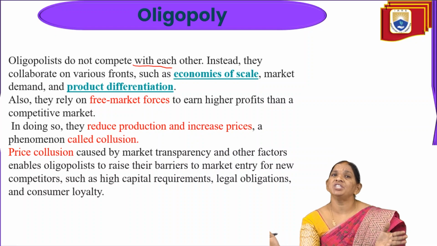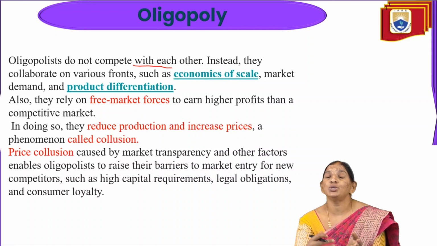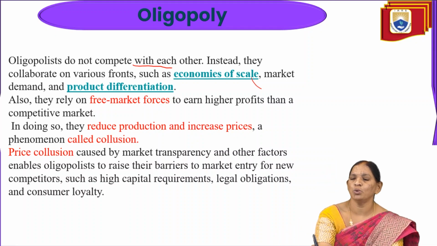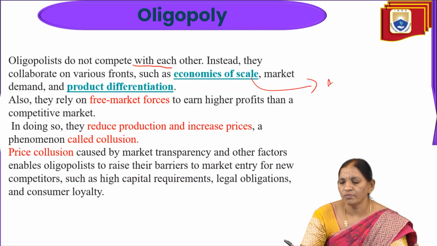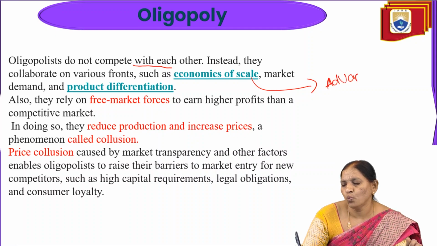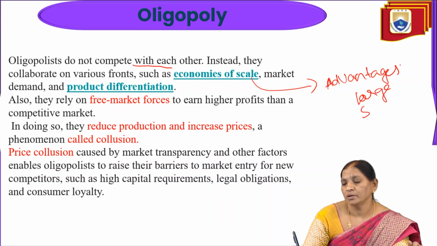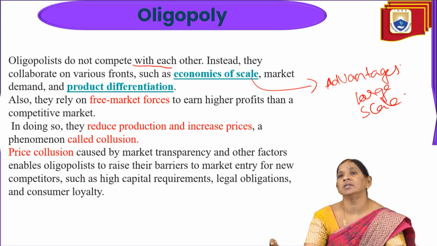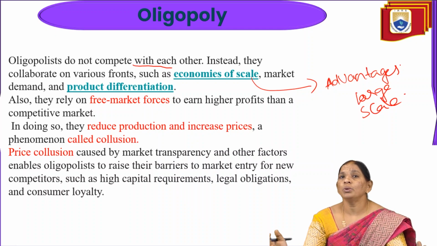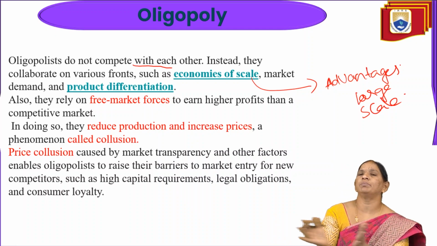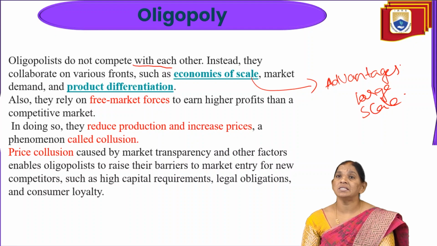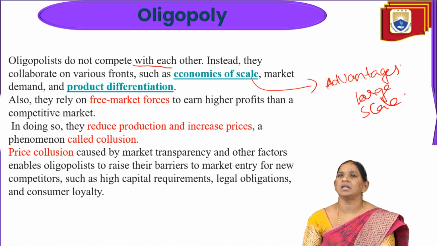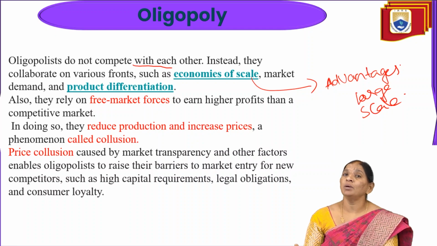But instead of competition, they will collaborate and come together, such that they get the economies of scale. As we know, economies of scale means the advantages we enjoy in large-scale production. Already we have known the internal and external advantages. So they won't compete, but they will come together and collaborate in order to enjoy these advantages, that is, economies of scale, market demand and product differentiation.